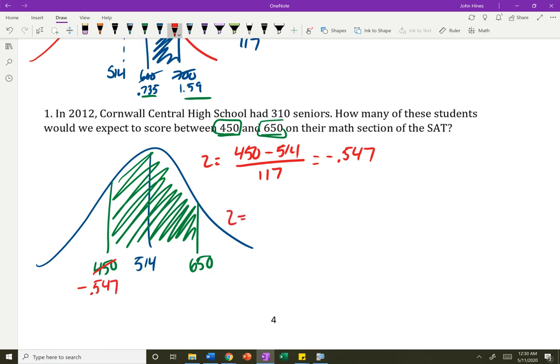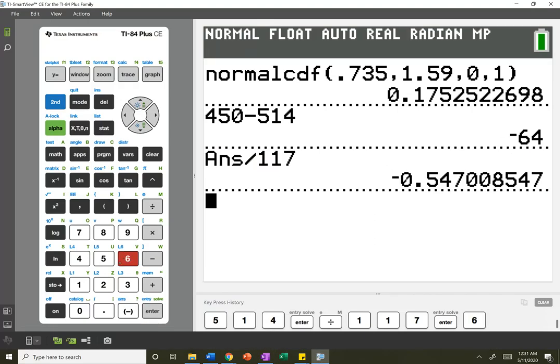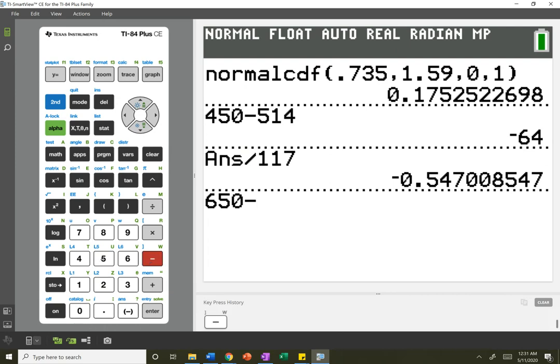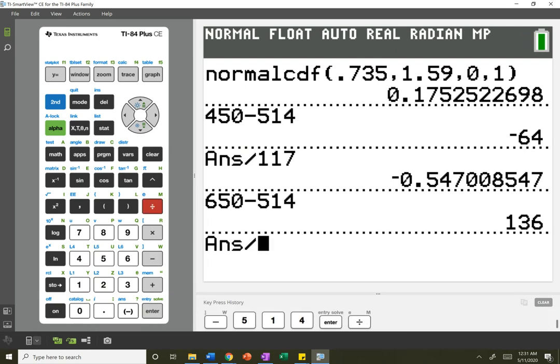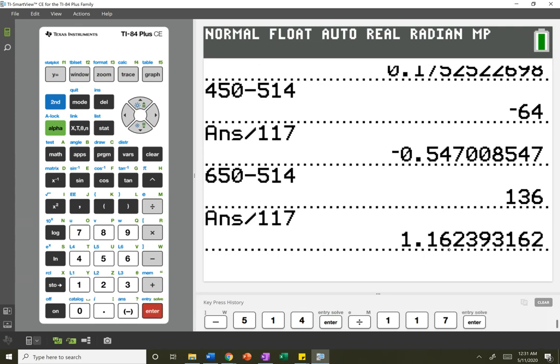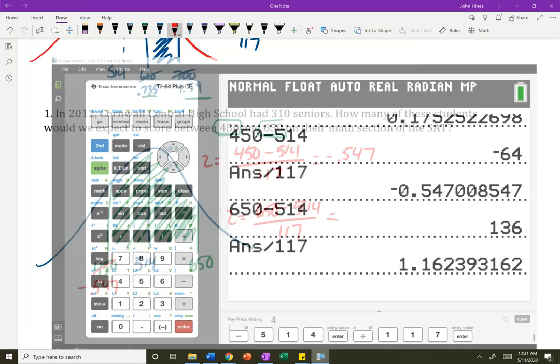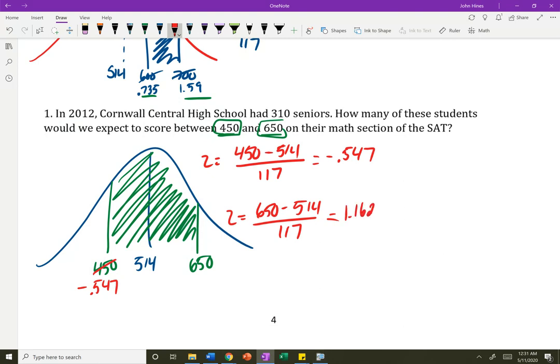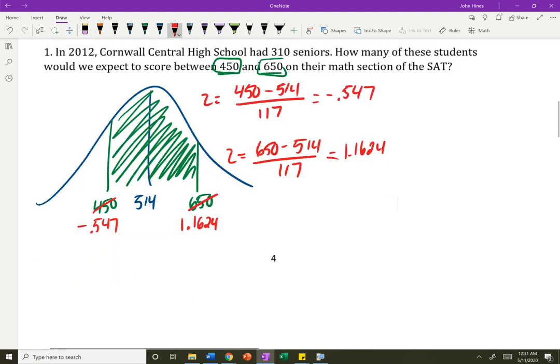And now let's do it again. z equals 650 minus 514 over 117. Let's get a z-score for that. 650 minus 514 divided by 117, and I get 1.1624. Let's go write that in. So I'm not really working with 650. I'm really working with 1.1624. The more places you go in your z-scores, the better.